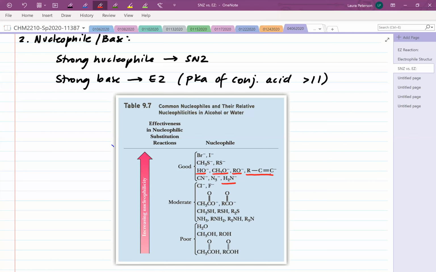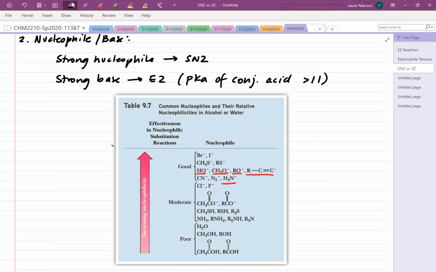Okay, and so there are ways to use solvents to kind of tip the scales. So we know that aprotic solvents favor the SN2 reaction, and so you could use a polar protic solvent to favor E2, and an aprotic solvent to favor SN2, but ultimately the strength of the base is going to be more important than the solvent effects.